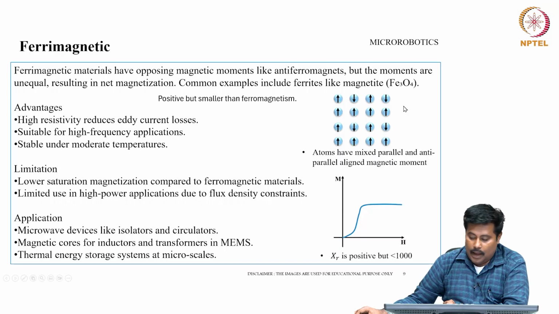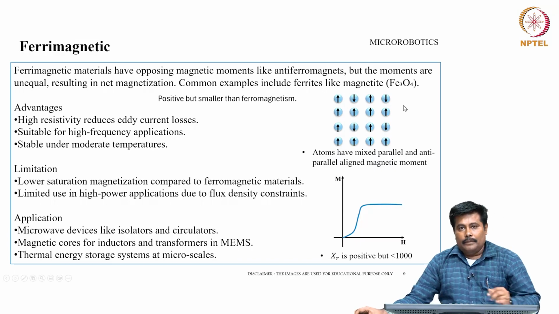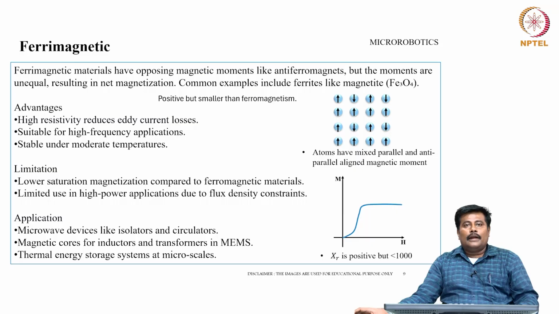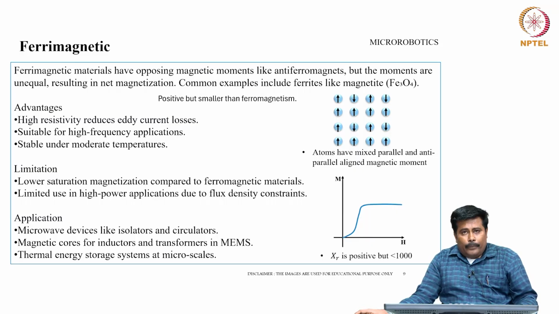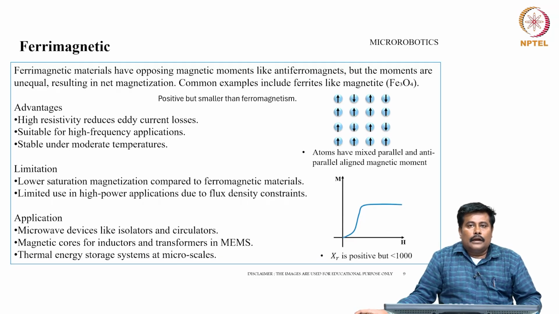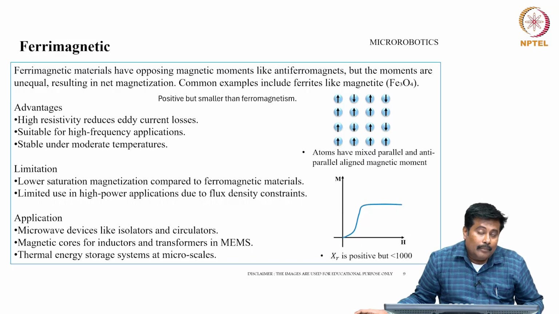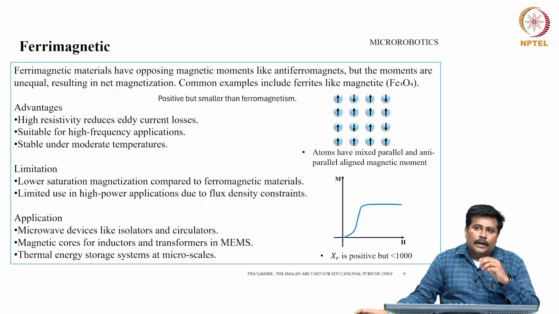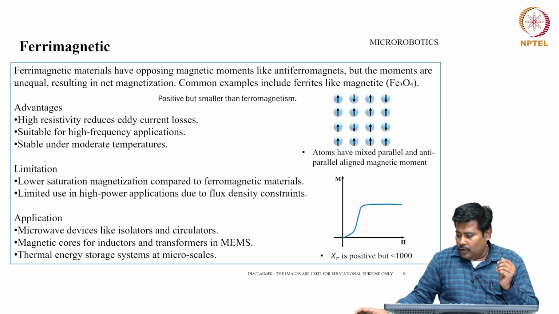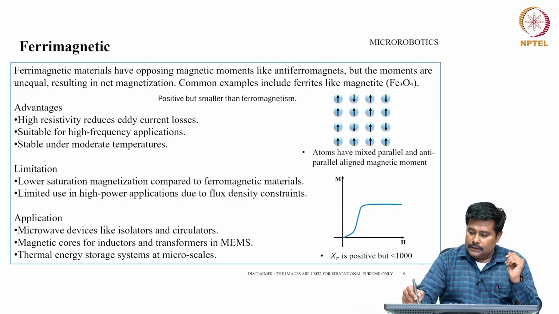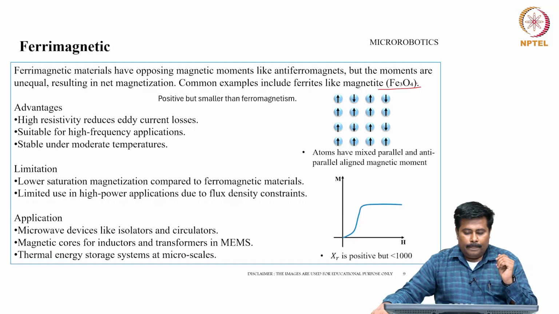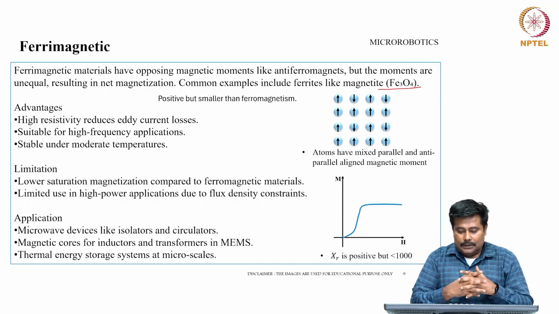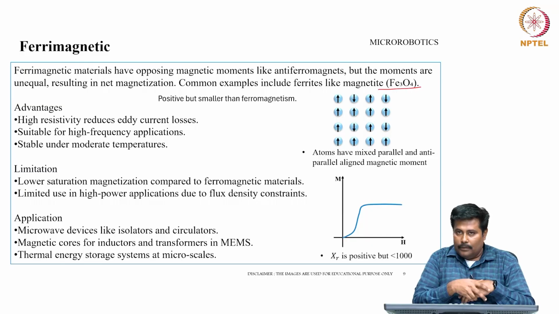Now, we have the ferrimagnetic material. In this ferrimagnetic material, the moments oppose each other like antiferromagnets, but the moments are unequal, resulting in a net magnetization. Common examples include ferrites like magnetite Fe3O4, which are efficiently used for this ferrimagnetic property. The susceptibility is positive, but smaller than that of the ferromagnetic.